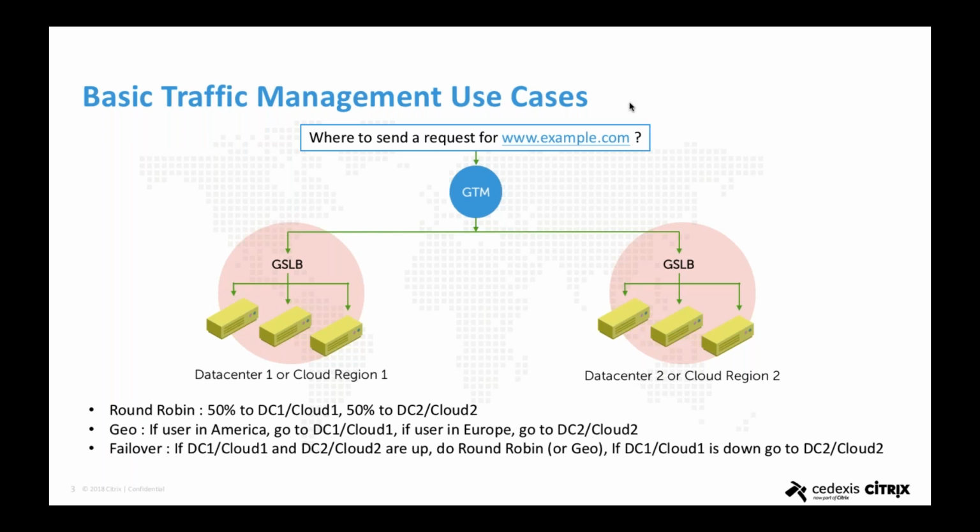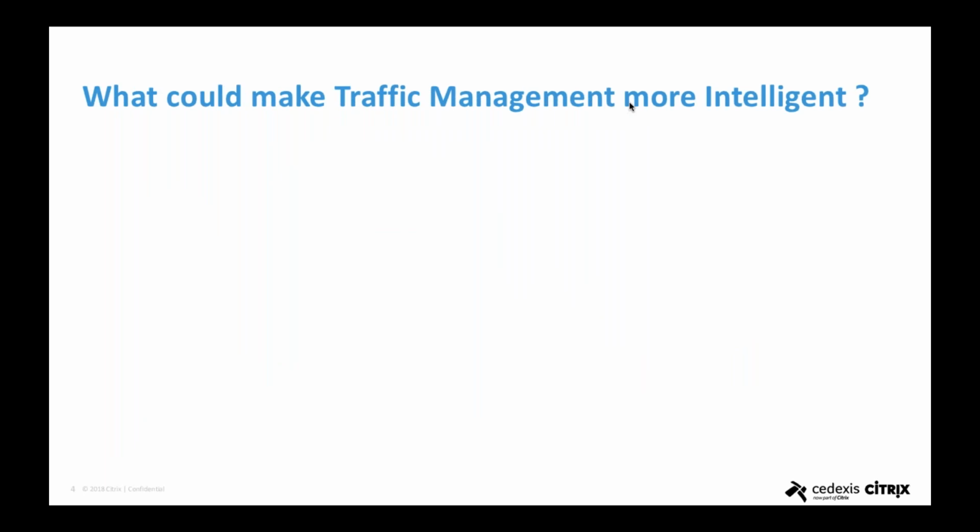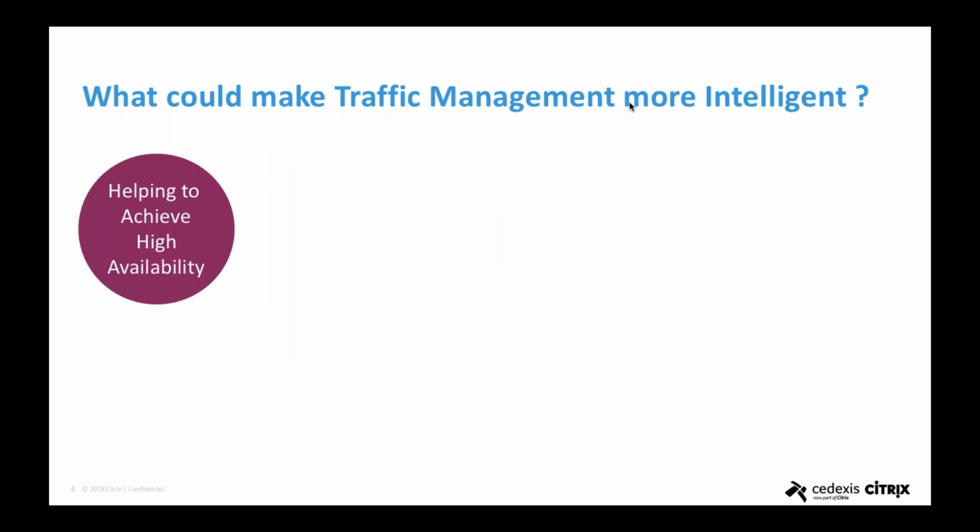Most of the time, it's actually a mix of round robin or geo, mixed with failover rules as well, which means how to remove traffic from a data center if it's not available. So based on some synthetic monitoring, I will remove a data center. So it's a basic use case that we see quite a lot. But in this webinar, we're going to see and discuss how we can make this a bit more intelligent.